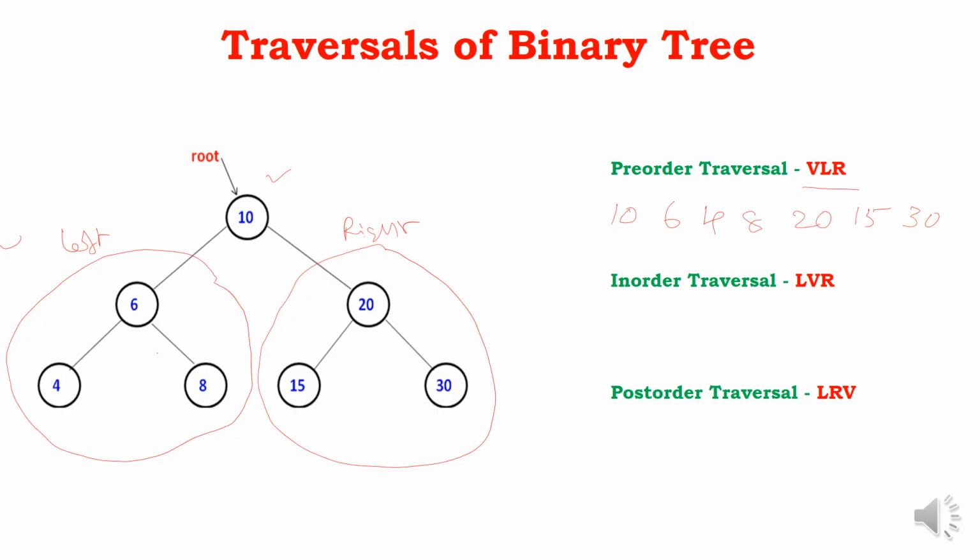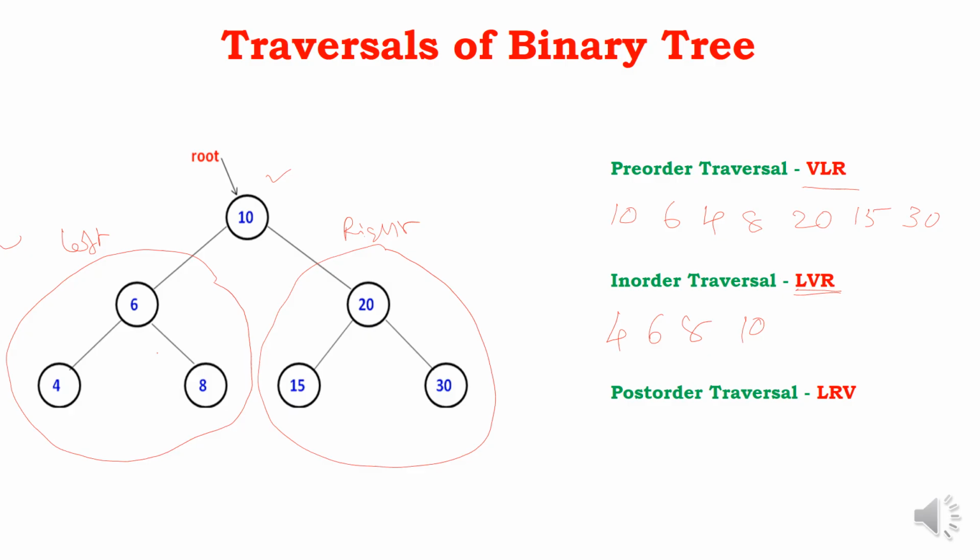Suppose I want to traverse it in in-order. In-order traversal means the definition is L V R. Traverse left subtree, then visit root node, then traverse right subtree. Left subtree I need to traverse in order. In order means the root node has to be visited in between left and right. So left is 4, then root node 6, then right node 8. 4, 6, 8. Then root node is 10.